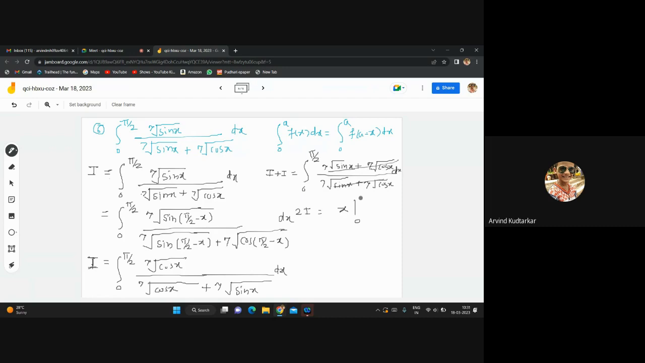Then in place of x put the upper limit, that is pi by 2, minus the lower limit, which is 0, meaning 2I is pi by 2. So what is the value of I? Pi upon 4. So pi by 4 is the correct value. Instead of that, if you use the method of rationalization, the process will be lengthy. So apply these results, and you will get the solution shortly, in a minimum number of steps.